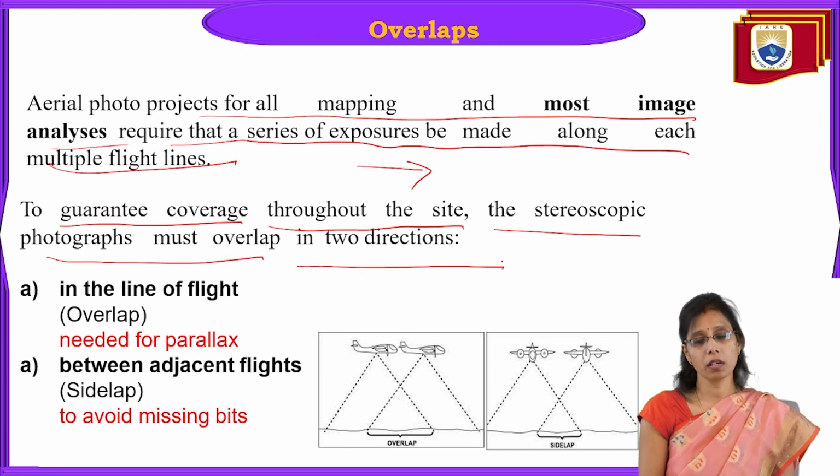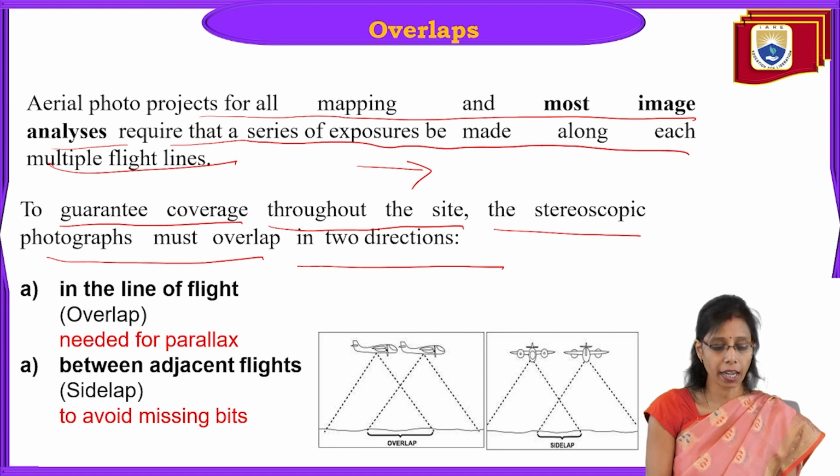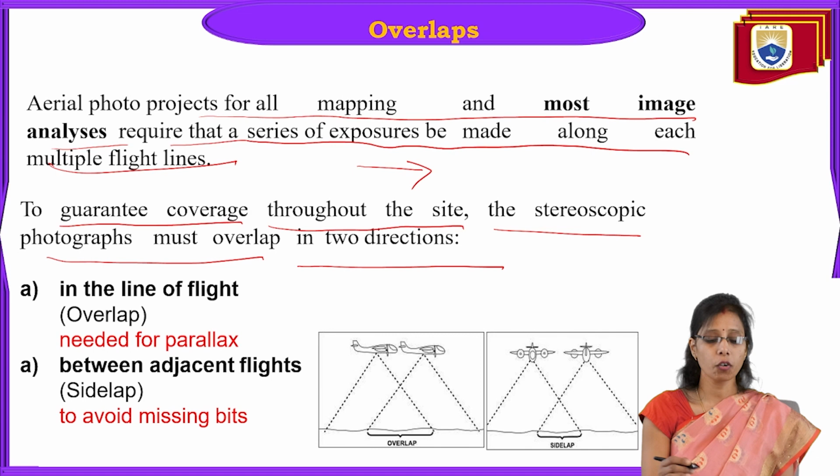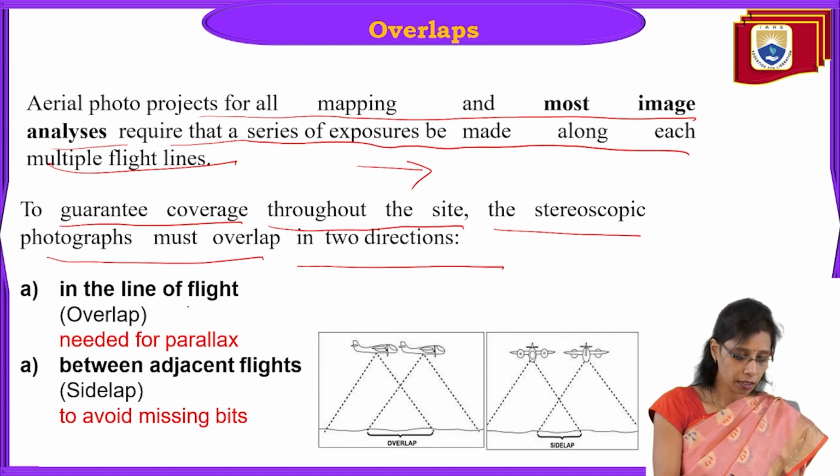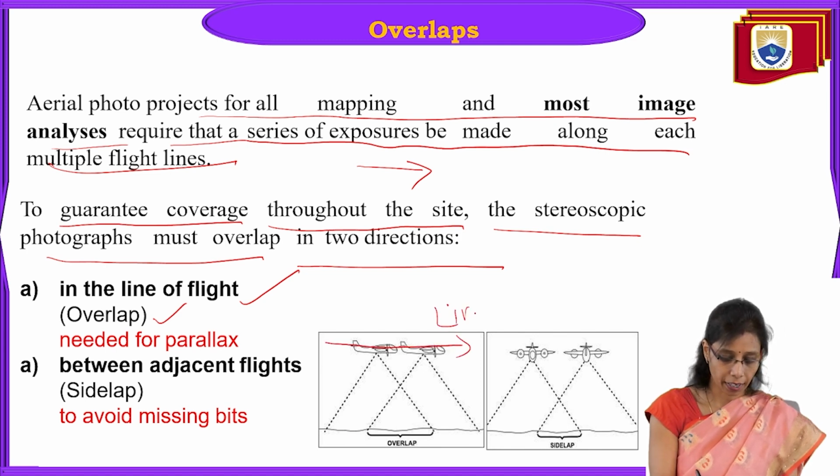If you want to make sure that the coverage area is totally covered, the entire area should be covered, no point should be unmapped, then we have to ensure that the photos overlap, right? So here you see the line of flight. Line of flight means this direction. This is the line of flight, or flight line we say.